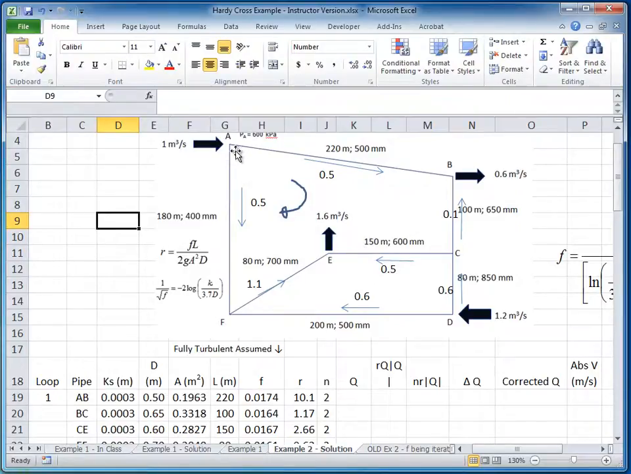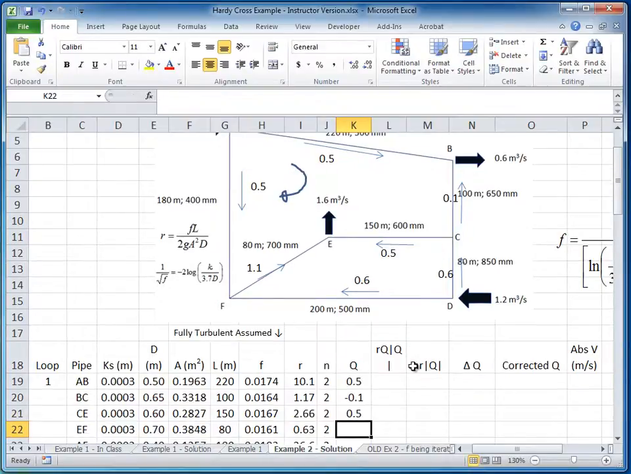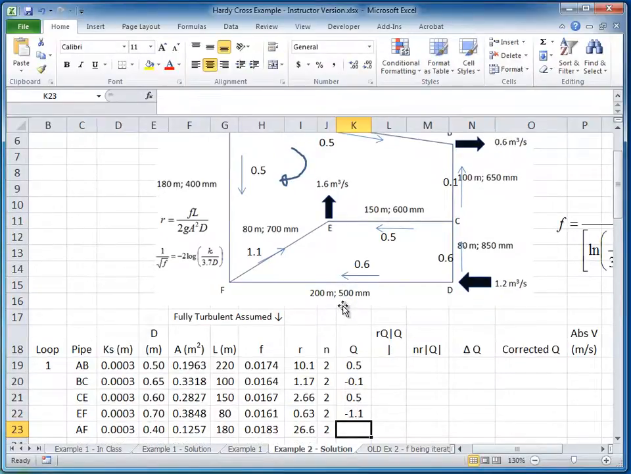So, for example, pipe AB is that direction. So I'll say 0.5. BC. Now this is up, which is against the clockwise direction. So I'm going to say negative 0.1 for BC. CE, that's in the same direction as clockwise. So 0.5. EF. EF is against that, so negative 1.1, and AF also against the positive direction, so that's negative 0.5.